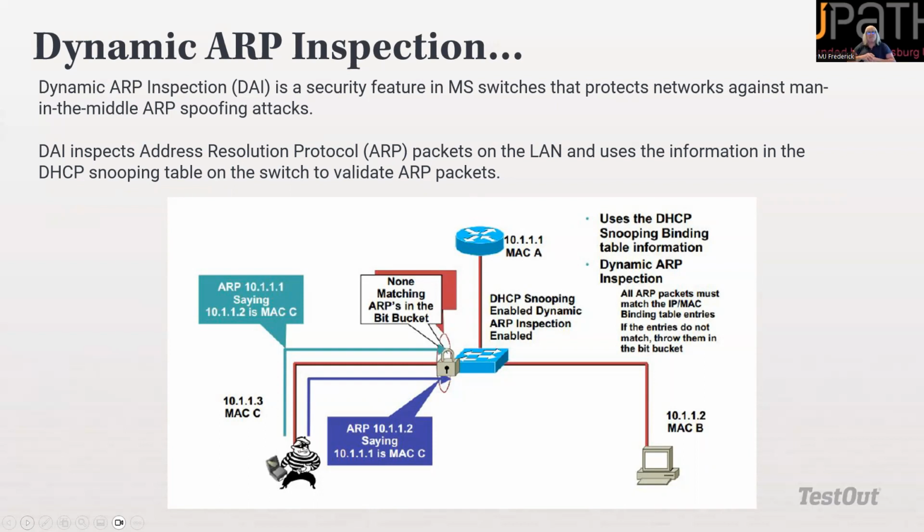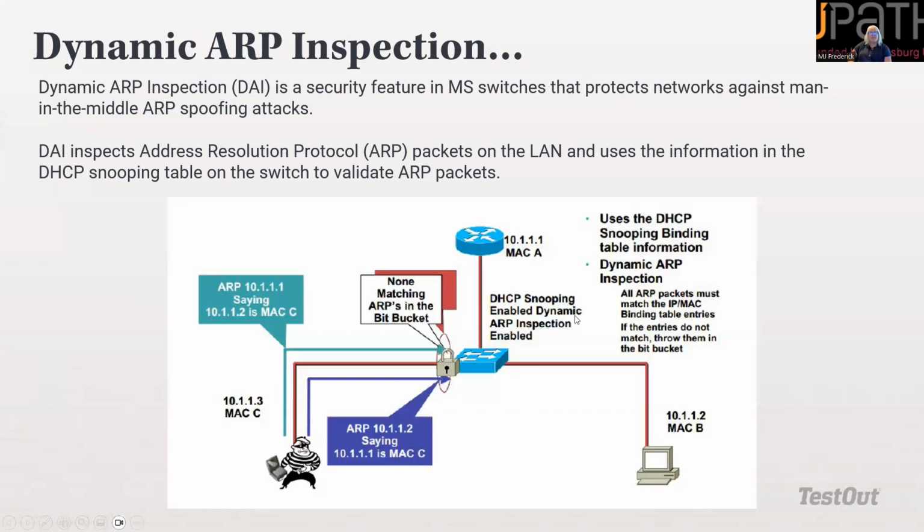And what they do is the packets on the LAN, they use the information in the snooping table, remember everything has tables, on the switch to validate those ARP packets. So here's the schmo, right? Here he is. I'm saying I'm 10.1.1.2 on ARP and I'm MAC-C, right? Then I'm going to be ARP 10.1.1.2 saying I'm 10.1.1.1, MAC-C. Here I am, none matching the ARPs in the bit bucket. Okay, so it's not matching either one.